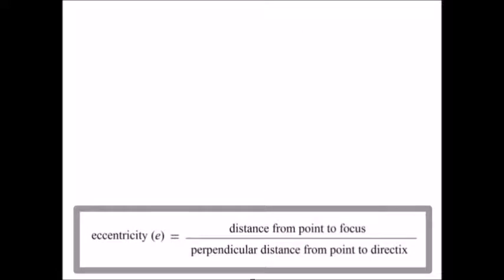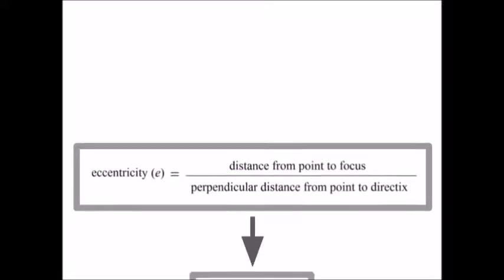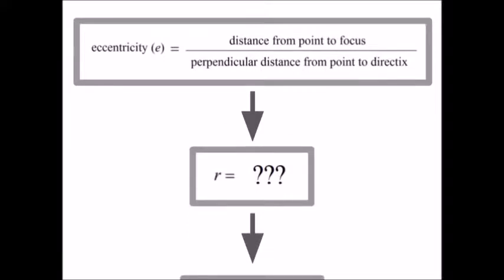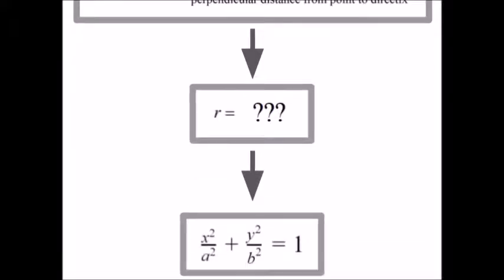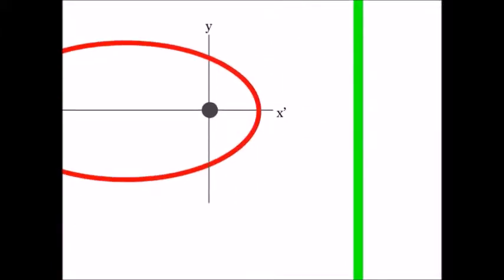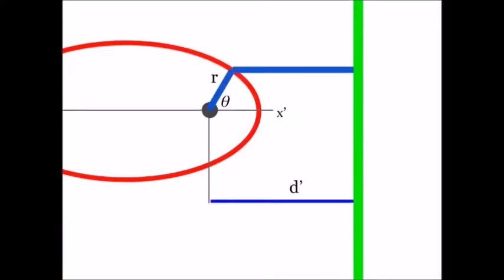All right, here's the plan. We're going to start with that new definition for eccentricity, then we're going to use that to find a radial equation, and then we're going to show that the radial equation really is an ellipse. Let's go. A new letter, D, the perpendicular distance to the focus.